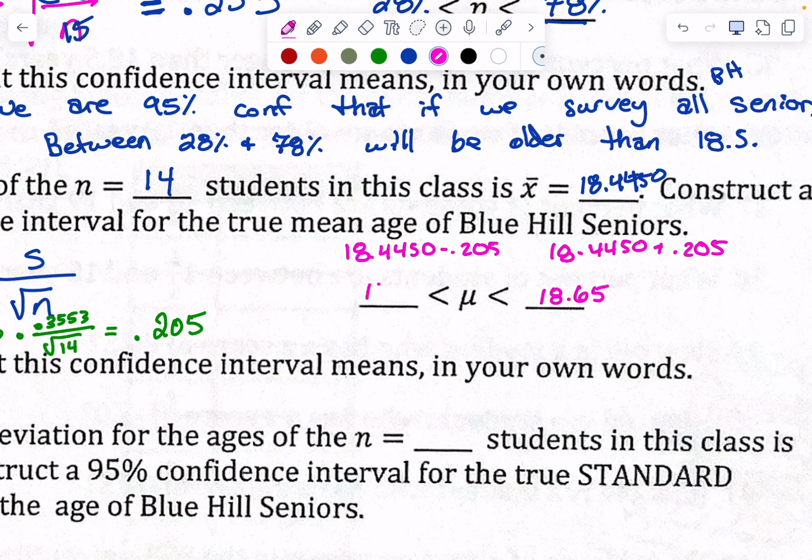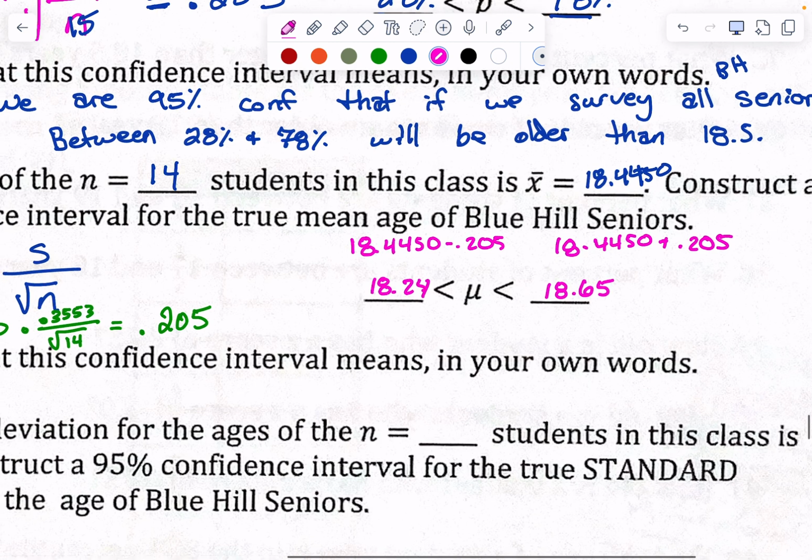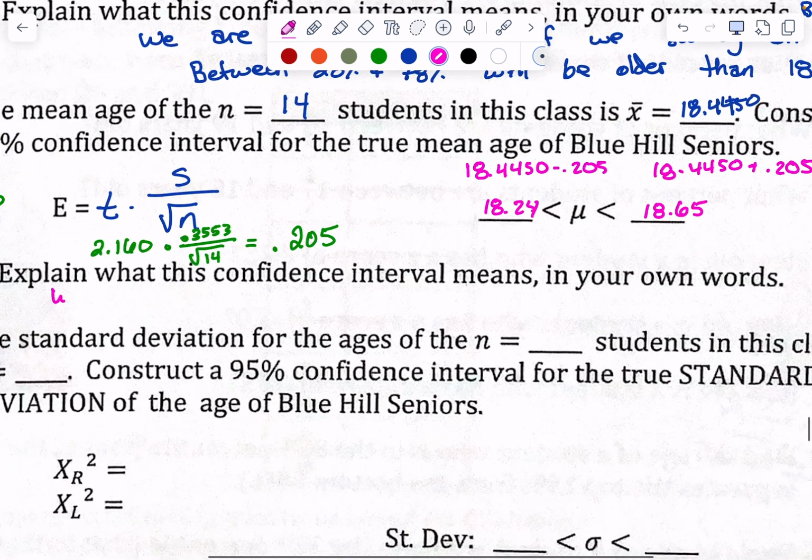Perfect. I'm glad we did different ones. Nice. There you go. 18.24 and 18.65. Write this down.